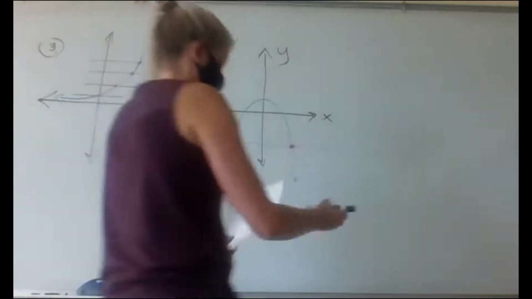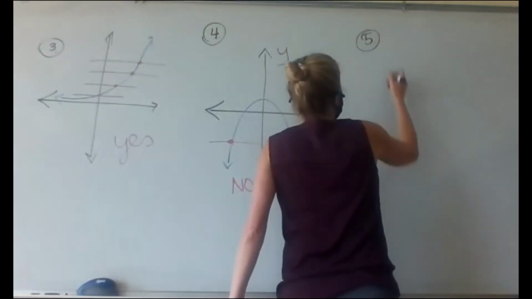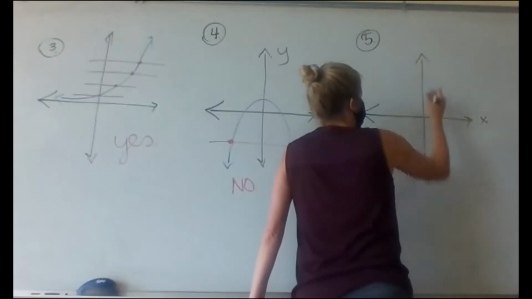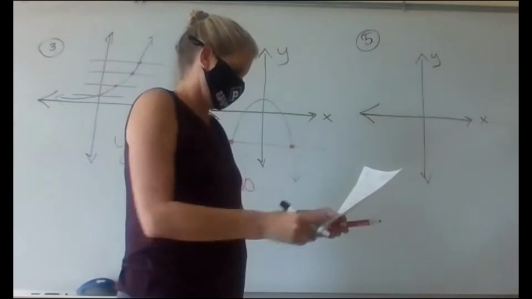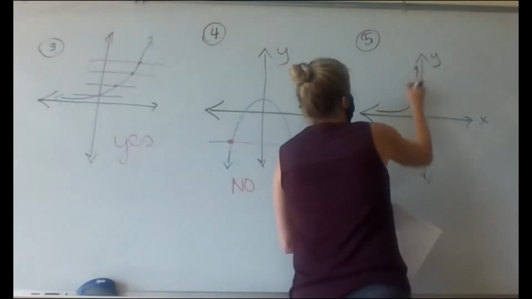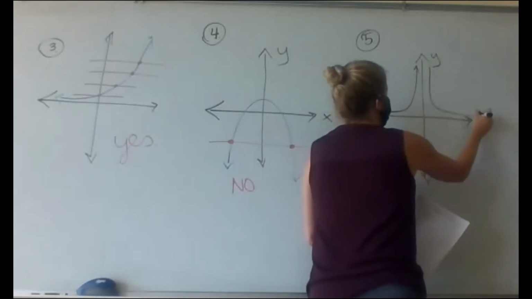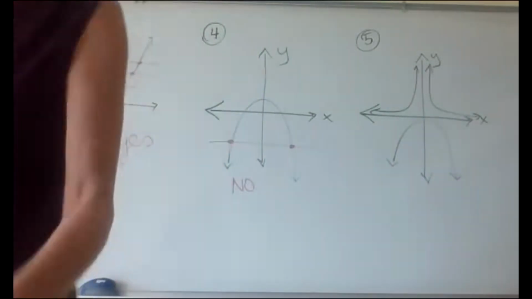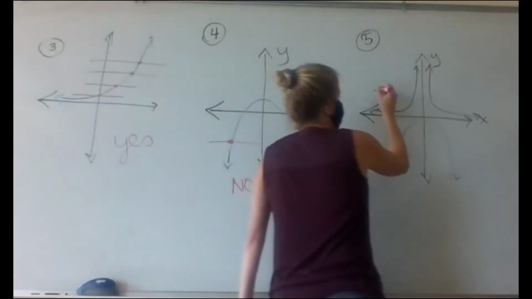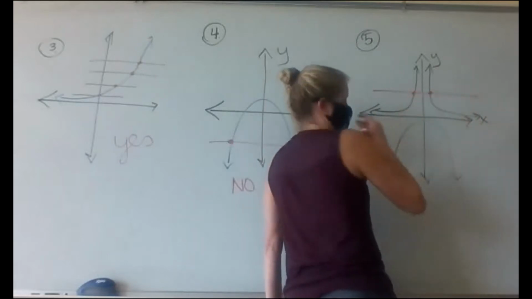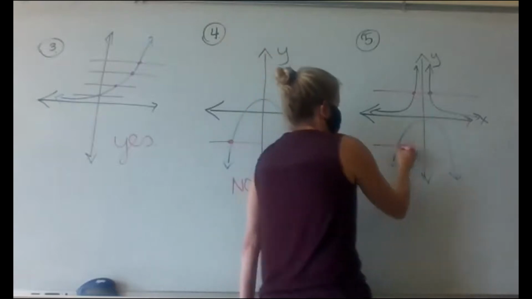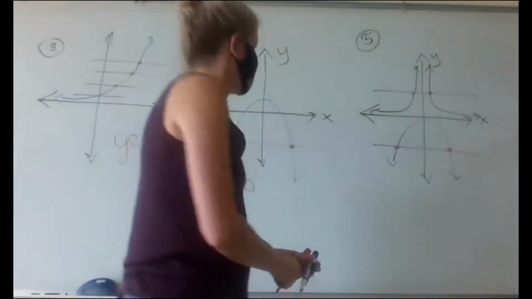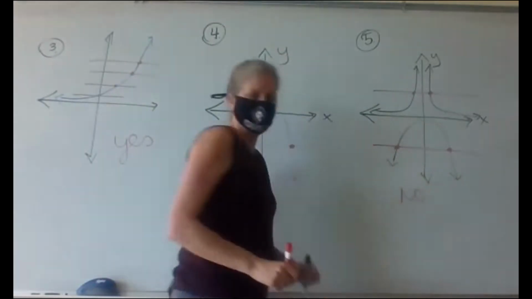Number 5. X-axis, y-axis. Graph looks like this. Horizontal line test. I draw a horizontal line right here, I touch it there and there. So it already does not pass, right? If I drew a horizontal line down here and touch it more than once again, so it doesn't pass it in several different spots. So no, this one is not one-to-one.